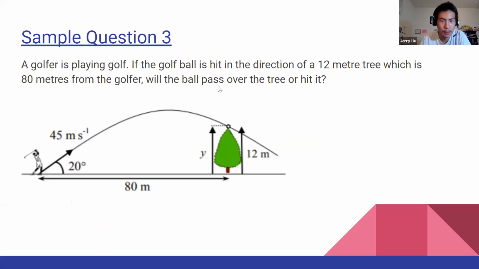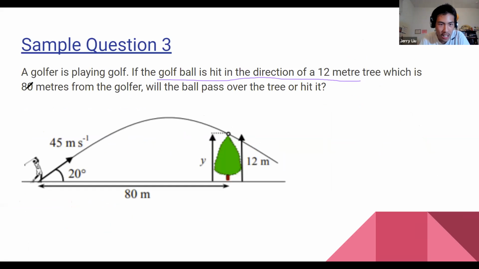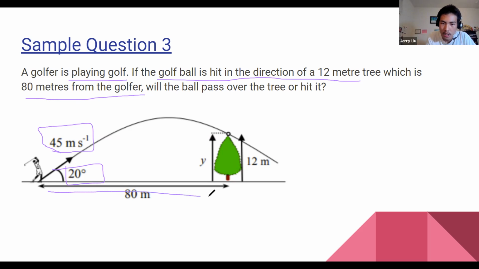So here we have a golfer that's playing golf. If the golf ball is hit in the direction of a 12-meter tree that is 80 meters away, we are given a diagram. So we have this initial velocity being 45 meters per second, and the angle of inclination, that means the angle that the club hits the ball, that's 20 degrees above horizontal. And the tree is 80 meters away. So will the ball pass over the tree, or will it get stuck in the tree?